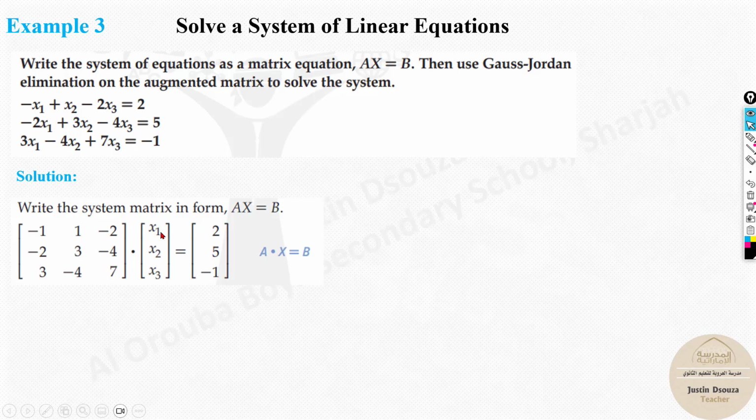Now this should be written as a column. Don't write x1, x2, x3 in a row. It should be a column: x1 first, second will be x2, then x3. This is how we write it. The answers we write directly as a column.